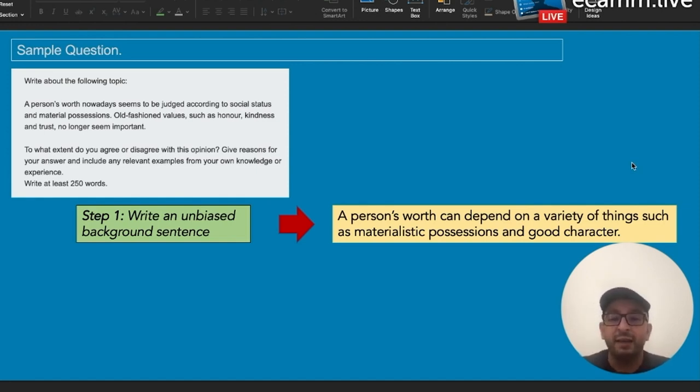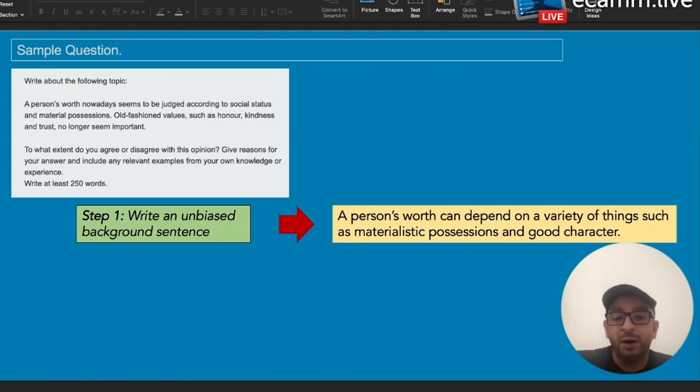The second synonym that I've used is good character, and this is a synonym for honor, kindness, and trust. So that's all I've done there, is just reworded a few words to come up with an unbiased background sentence. Also, another point to mention is that on one side of the argument, it talks about materialistic possessions, and then on the other side of the argument, it talks about honor, kindness, and trust. So I've used both of those terms, which is again materialistic possessions and good character, to show unbiasedness. So that's how we come up with an unbiased background sentence.